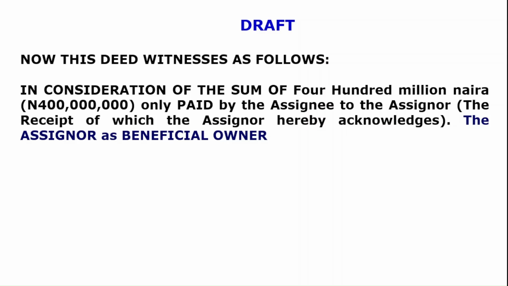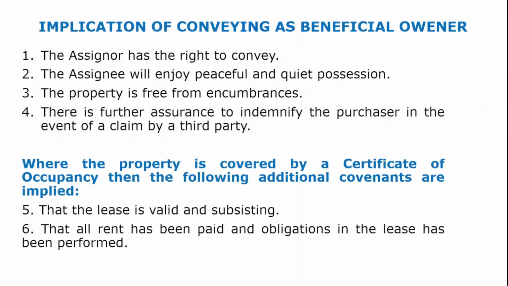So how do you draft the capacity clause? It's not about just drafting. It's to first quickly establish the legal relationship of this person in relation to the land. So, the assignor as beneficial owner. What if it was a mortgage transaction? The assignor as mortgagee is now conveying the land. So that is how to draft the capacity clause. The next clause that follows the capacity clause is the words of grant.